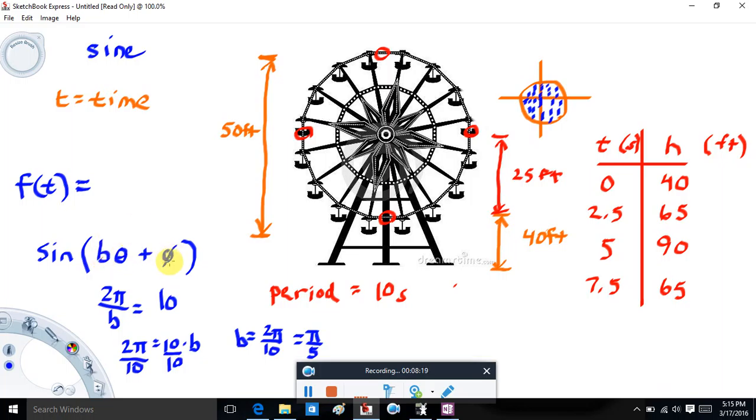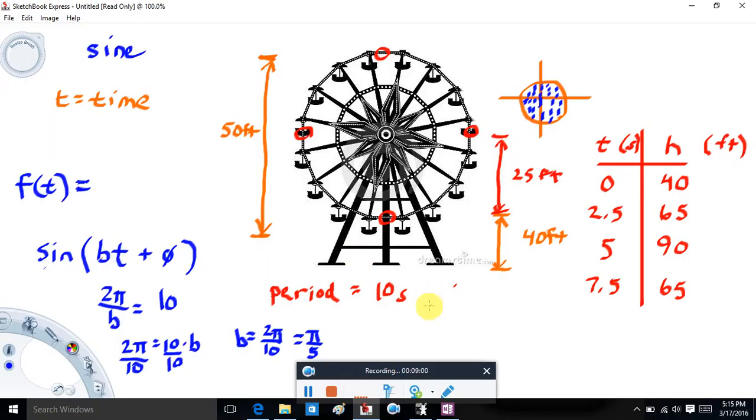Now how can we determine what phi is? And I made a mistake here. There should be a t, because it's a function of time. At time 0, we know the argument of this function has to be equal to negative pi over 2.